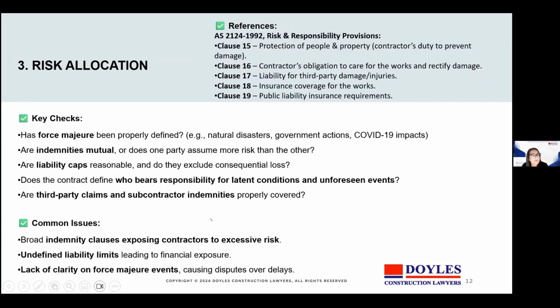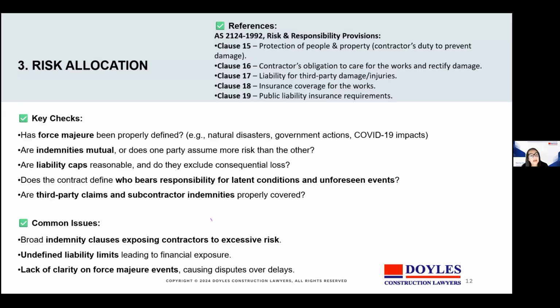Risk allocation. This has been an important one in recent time, particularly with the force majeure provisions. It's important to ask, has the force majeure provision been properly defined? That has become significant since COVID-19. We think that risk should sit with the party best placed to manage it. Broad indemnities and unclear force majeure clauses are the most common source of dispute.